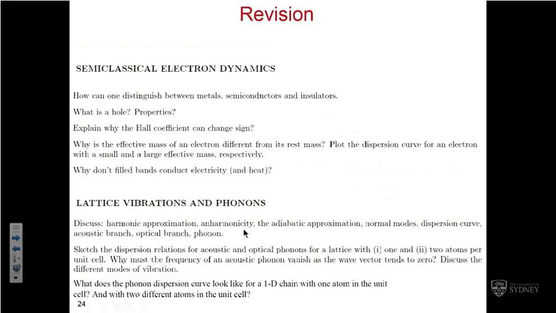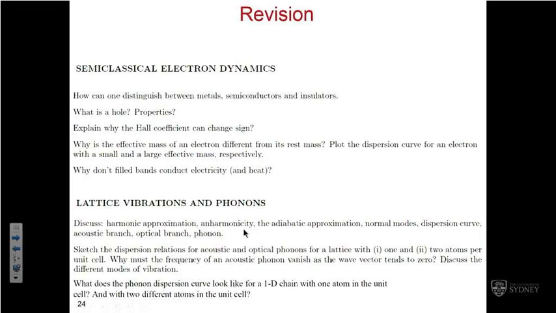Okay, what's this about? Yes, metals, semiconductors, and insulators. You will be expected to know, what's the difference between metal, semiconductor, insulator? What are their properties? What is the Hall effect? Again, why can the Hall coefficient change? Because it can actually detect not just the carrier density, but it can detect the sign. So it can detect the presence of holes as carriers as well as electrons.